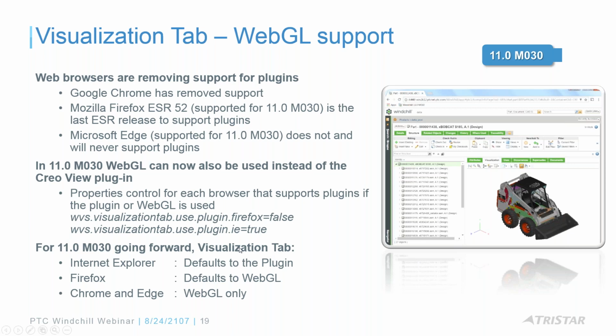Internet Explorer is the only one that defaults to the old Creo View ActiveX plugin. But again, if you want to use the WebGL plugin by default for the users, you can just set a preference on the Windchill server to enable it, so that instead of true it would be false, and vice versa for the various browsers.